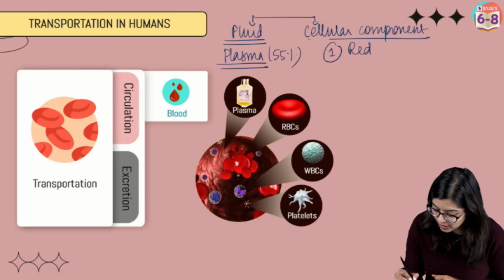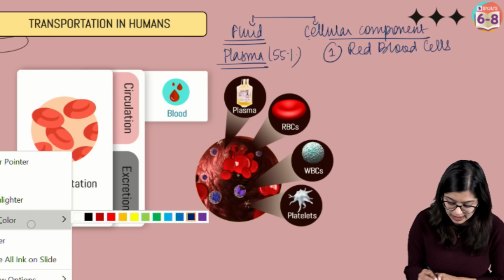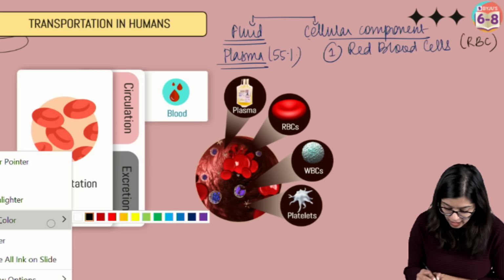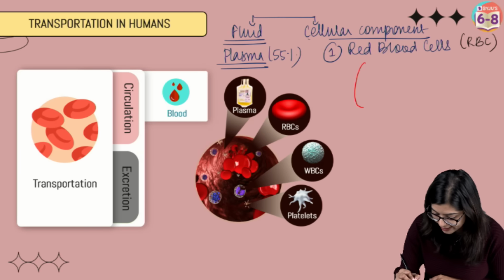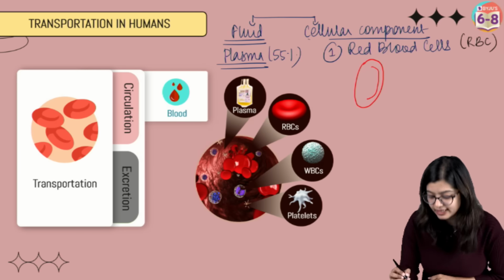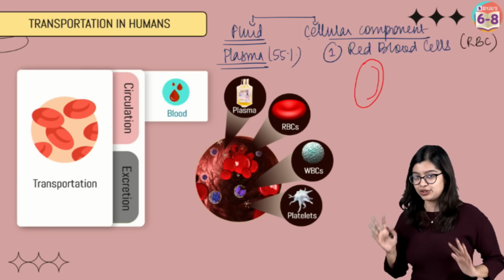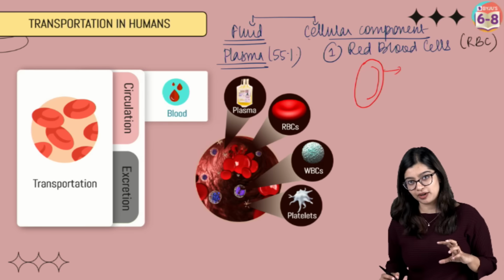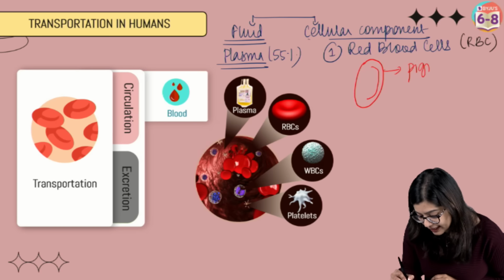So first up, let's have a look at the red blood cells. The red blood cells are nothing but the RBCs. And we see that they appear to be somewhat discoid in shape, right? So they have a disc-like shape as I have roughly drawn here. Now this is what imparts the red color to the blood, because it has a pigment in it called hemoglobin.